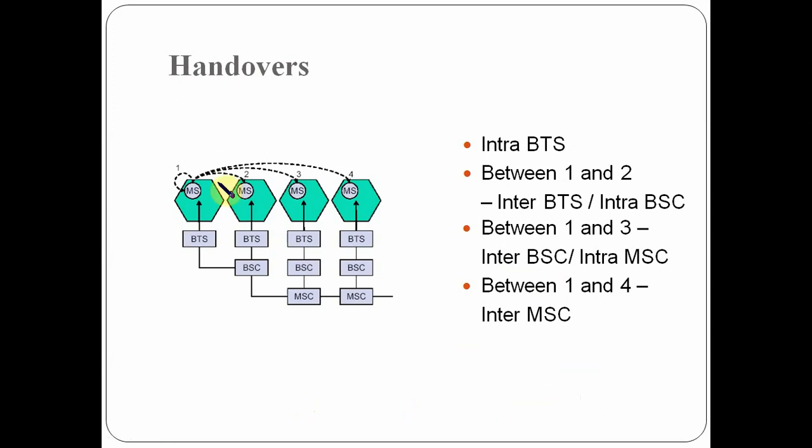This is the handover process from the master station, and that is the transceiver station, that will come from the base station, and base station will come up from the master station. And these are some handovers, users 1 to 2, 1 to 3, 1 to 4. That is the intra BTS, that is between 1 and 2. Inter BTS and intra BSC, here is the intra BSC. Between 1 and 3, same inter BSC here. And here intra MSC. Between 1 and 4, inter MSC will be connected here.